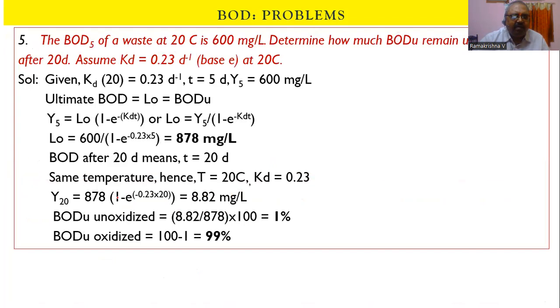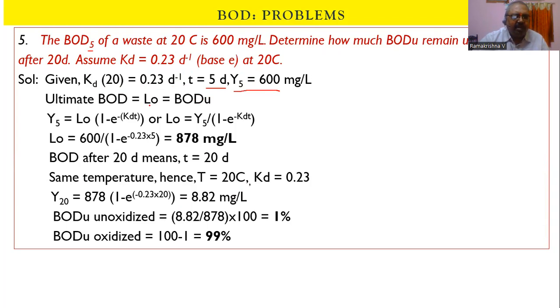The BOD5 of a waste at 20 centigrade is 600 milligram per liter. Determine how much BODu remains unoxidized after 20 days. Assume kd is equal to 0.23 per day, base e at 20 centigrade. So kd is given at 20, that is 0.23 per day, and BOD5 is taken here, so t is equal to 5 days. And Y5, because the BOD5 value is given as 600, so it means Y5 is equal to 600.